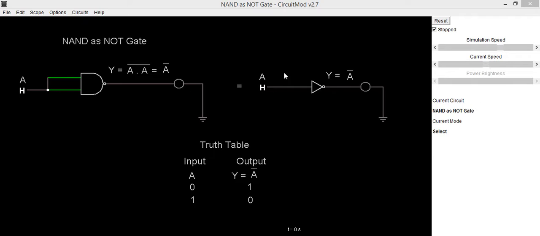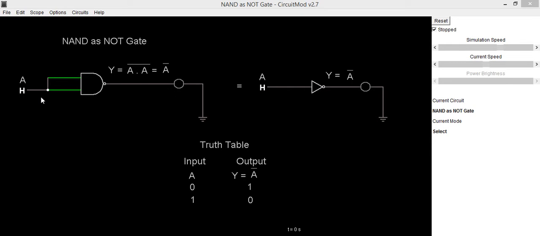This is the same as the equation of a NOT gate. So on the right hand side, you can see this is the NOT gate symbol. Its expression is Y is equal to A bar. So to conclude, to implement a NAND gate as a NOT gate, what changes do we have to make? We have to combine all inputs together.